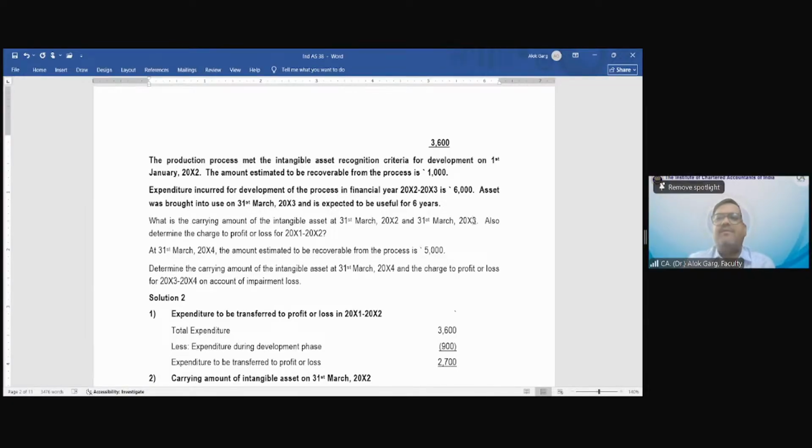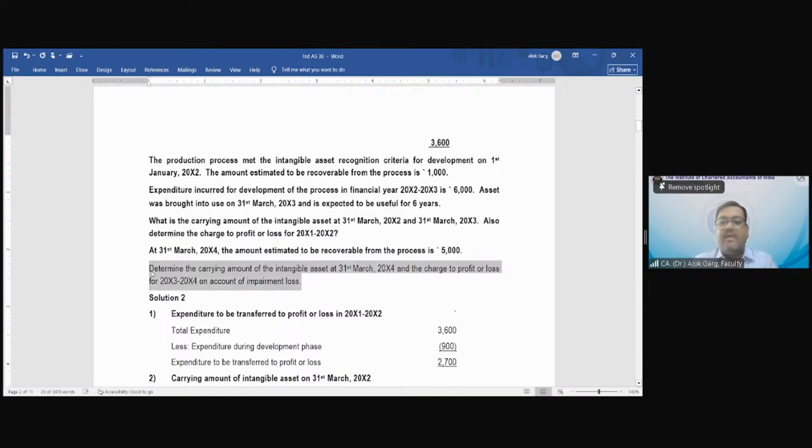Yes, sir. 5750. Now one more information is given. As on 31st March 20x4, the amount estimated to be recoverable from the process is 5,000. The carrying value is 5750. The recoverable value is 5,000. Impairment loss. Impairment loss of 750 in 20x4, right? Determine the carrying value of intangible asset on 31st March 20x4 and the charge to profit or loss on account of impairment loss. The question itself has given you the answer, right? Every time you will not get this kind of hint or this kind of answer, okay?